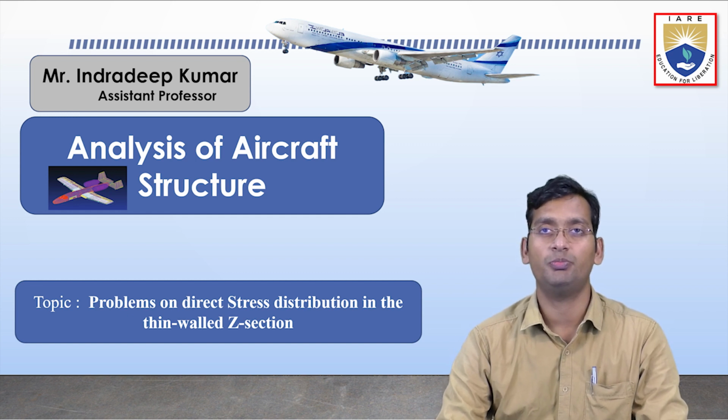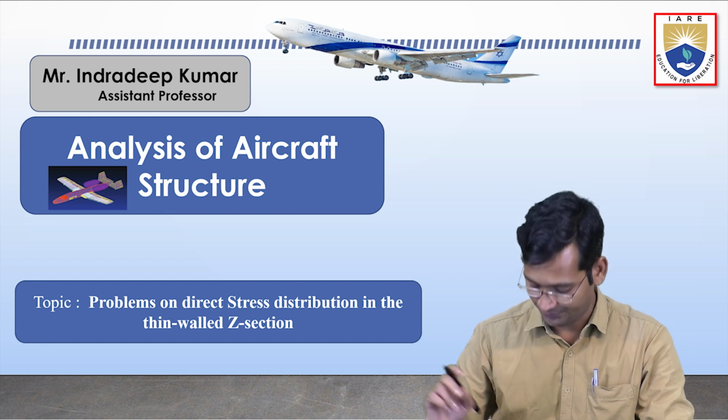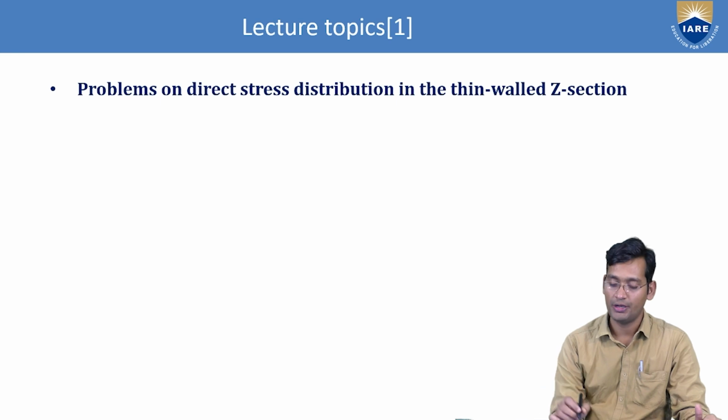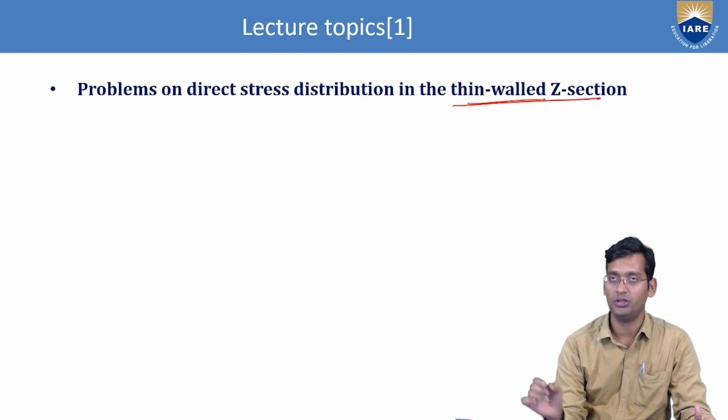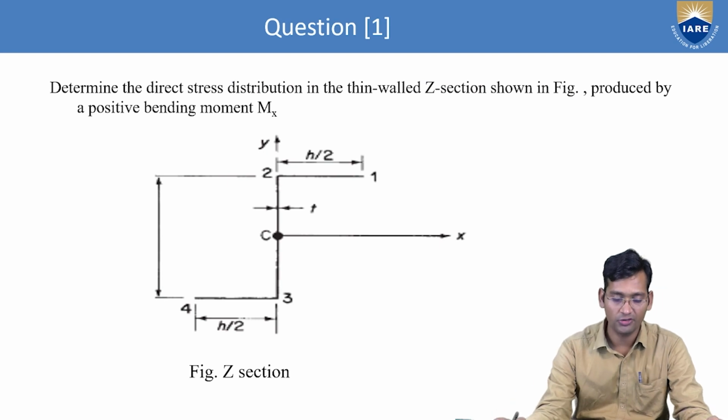So in this video we will see a problem on direct stress distribution in the thin wall rigid section. Okay, so our lecture topic will be problem on direct stress distribution in the thin wall rigid section. So in this case, a jet type section we will see. Okay, so let's see here.